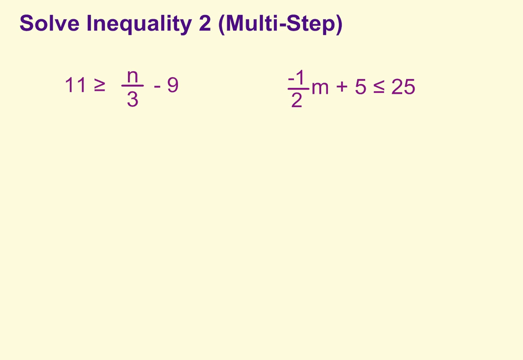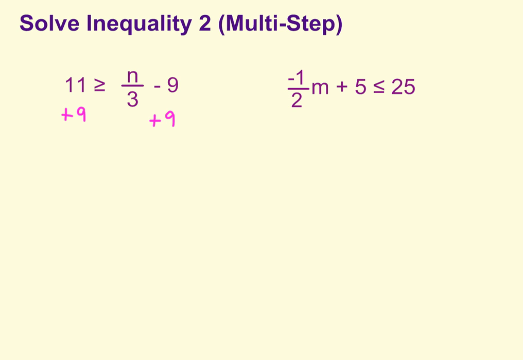Alright, so this first example, kind of our checklist is you look for distributing, we don't have any, then you look to see if you have variables on both sides of the inequality, which we do not have, and then you just start solving our two-step inequality. So first thing we'll deal with is the subtracting 9. We will go ahead and add 9 to both sides.